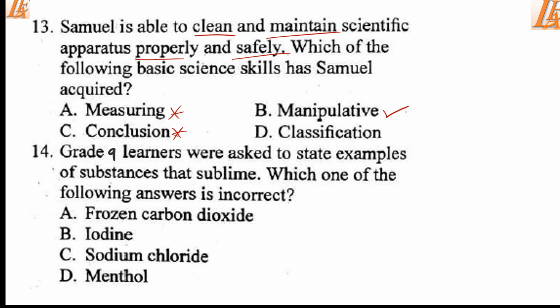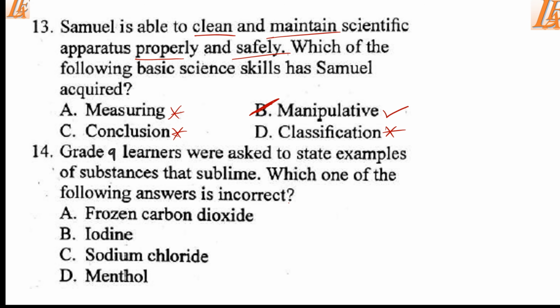So when you are able to identify and classify different apparatus, that's when you can acquire a classification skill. But in this case, it's cleaning and maintaining. So classification is not a skill here. So the correct answer is manipulative skill.